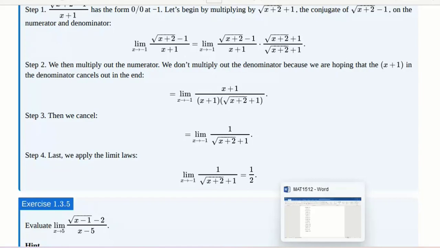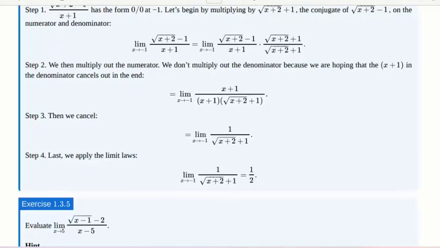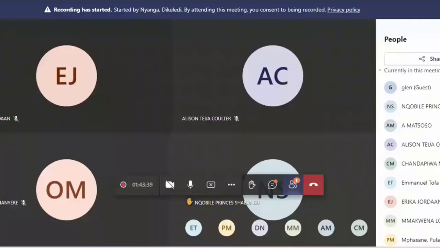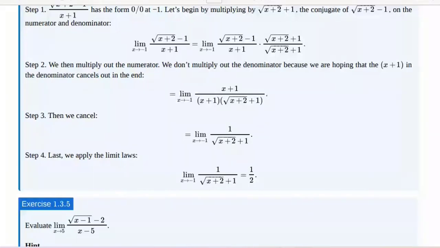Then the next one was Princess, yes? Sir, I just want to ask, if we multiply with the conjugate, then we'll have a numerator and a denominator. Is it always going to be like that, or is it because the one we've been given is something over something? How does it work? Please be clearer so that I can explain to you.